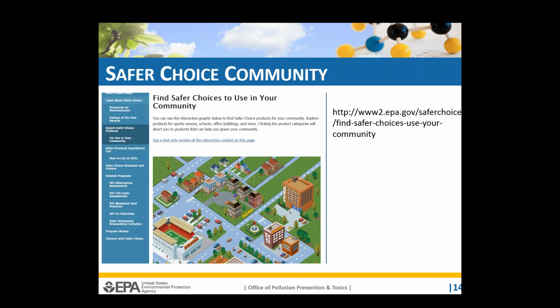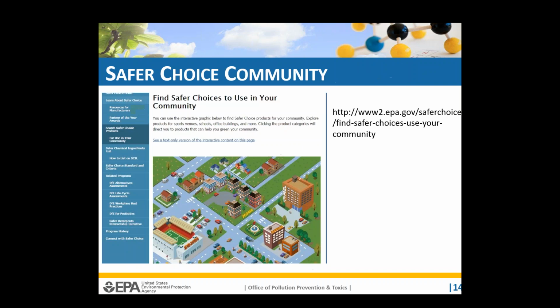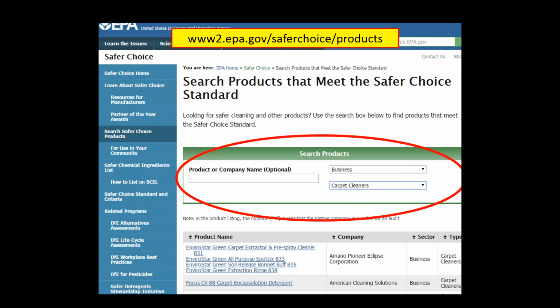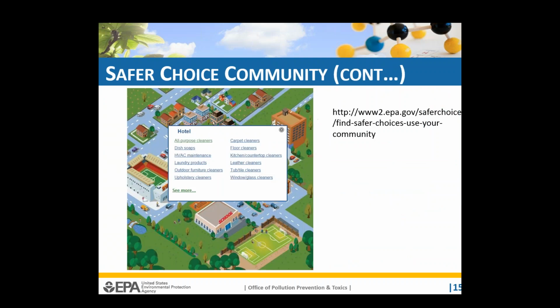What we're trying to do is create a map of a community. And you'll see here we have a home, a hotel, an office, a stadium, and then I cut off schools at the bottom. If you click on one of those spaces, like I did for a hotel here, you'll see a list of products that could be used in a hotel. And when you click that list, so if you click the all-purpose cleaners, it would take you to a pre-sorted list. Unfortunately, I didn't show that, but it would take you to a pre-sorted list just like this. So that starts to get you close to the products for that particular use.